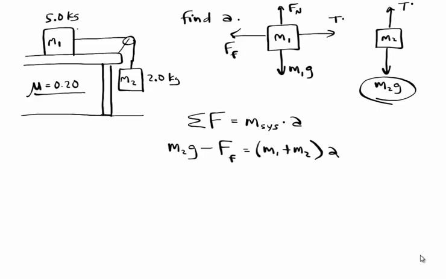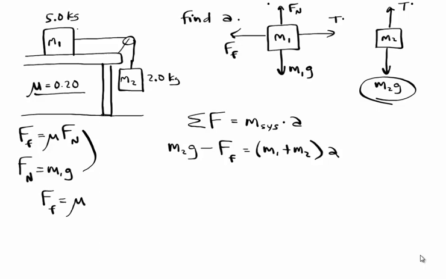Now let's make some substitutions. The friction force is equal to mu times the normal force. The normal force, because there's going to be no acceleration in the vertical direction, is going to be equal to m1g. So if I combine these two equations together with a substitution, I get that the friction force equals mu times m1g.